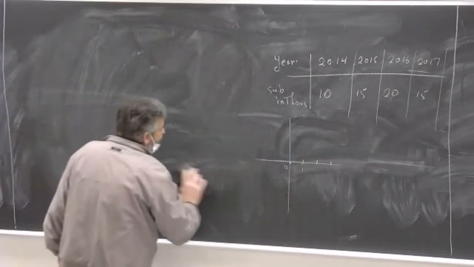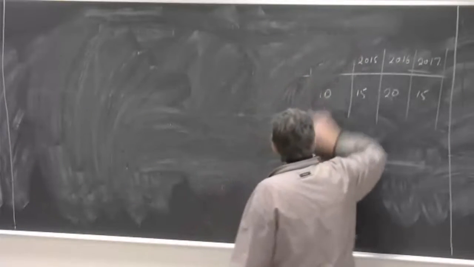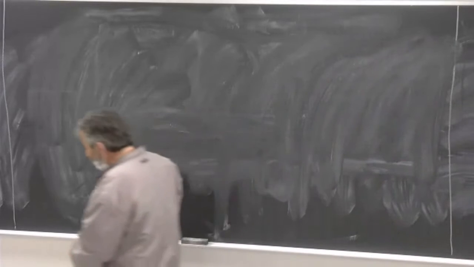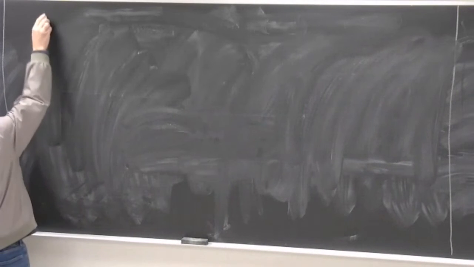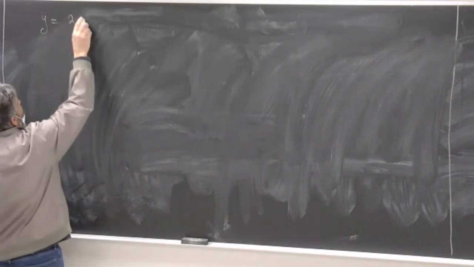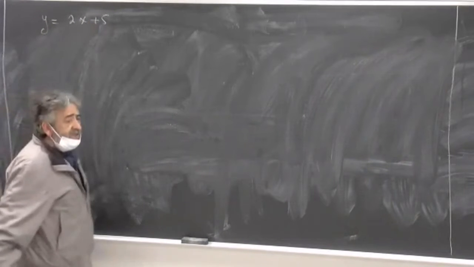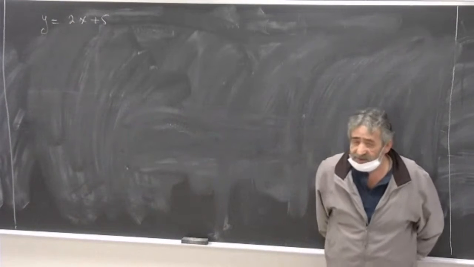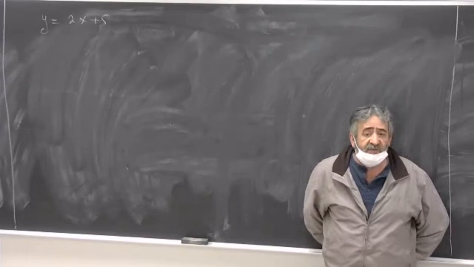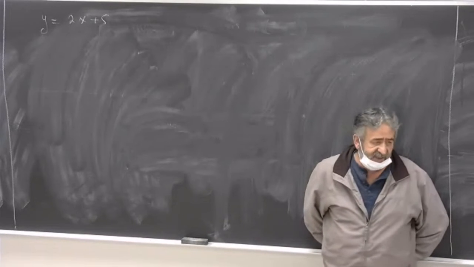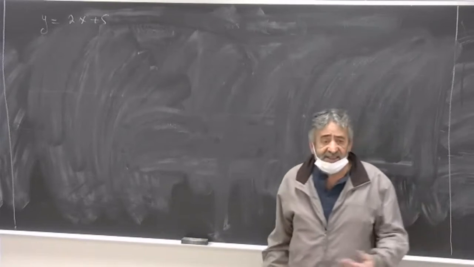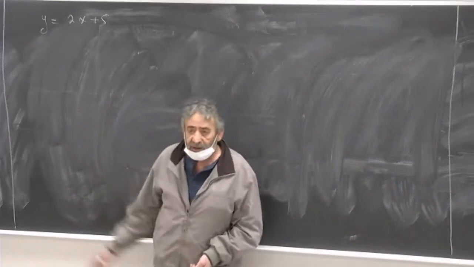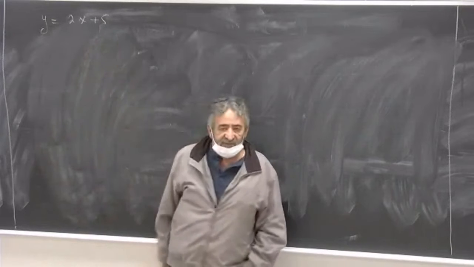So that's a little bit of review on using points on a coordinate system. Next thing we want to do is talk a little bit about the relationship between two variables represented on a rectangular coordinate system. So this is a relationship. We have y equal 2x plus 5. It's a relationship between x and y. And that relationship is represented by the equation y equal 2x plus 5.